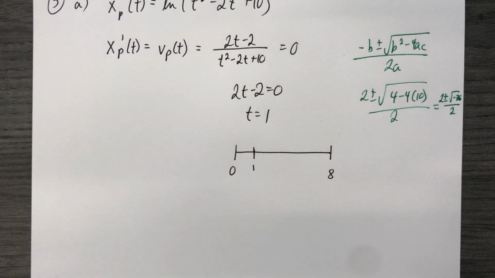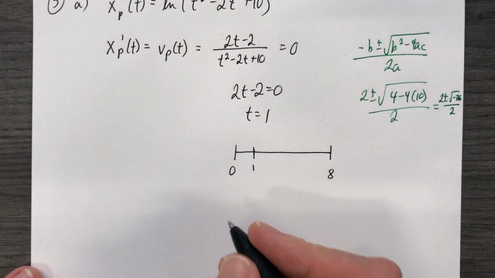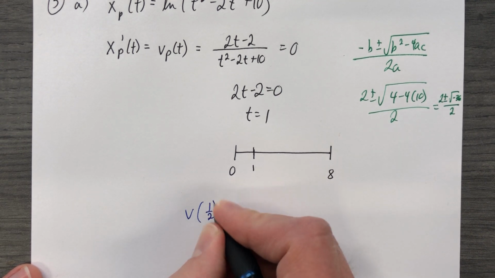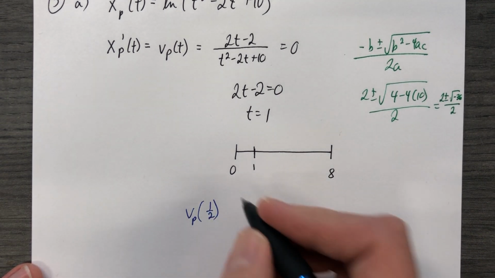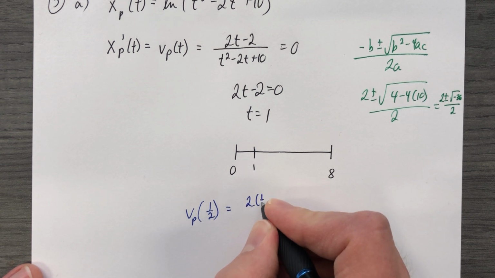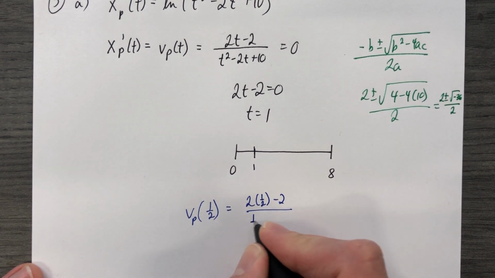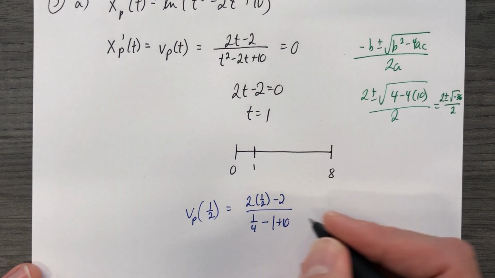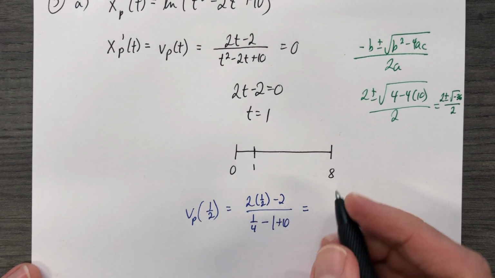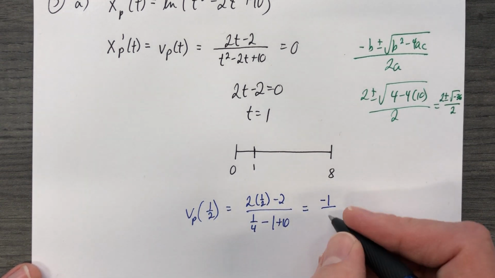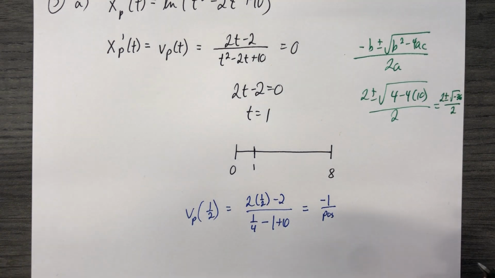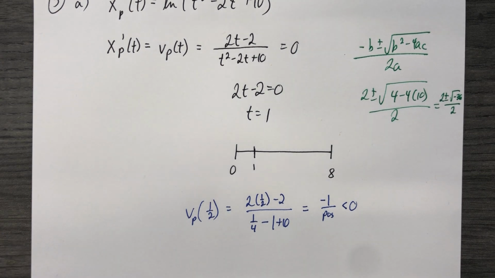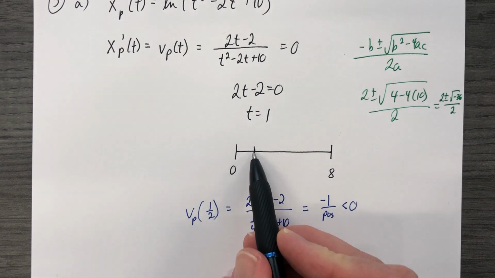So it's going to be a little easier than you think. I'm switching colors. I don't even know why. So for the velocity at some number between 0 and 1, the obvious choice is 1/2. Velocity of p, let's be specific, is going to be (2 times 1/2 minus 2) over ((1/2) squared minus 2 times 1/2 plus 10). And that's going to give me a negative 1 in the numerator and positive down here. And really, I'm not going to play too much with the exact numbers. I just care about signs. So that's negative. Here's what that tells me. My velocity is negative between 0 and 1.